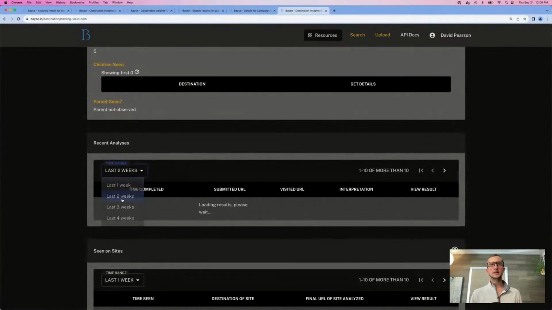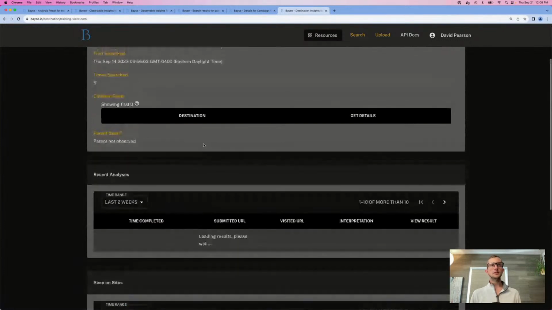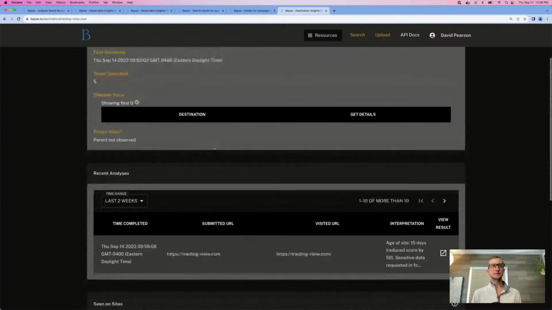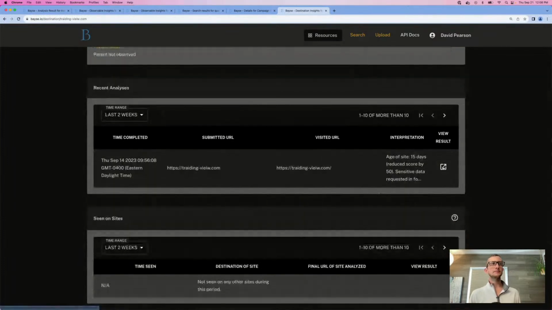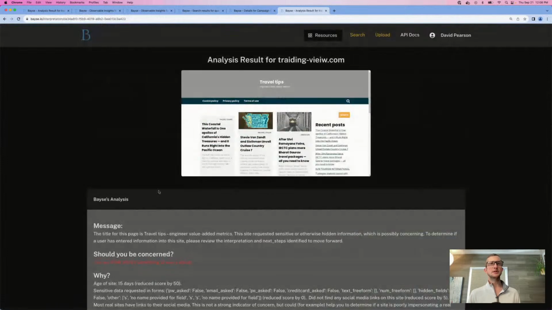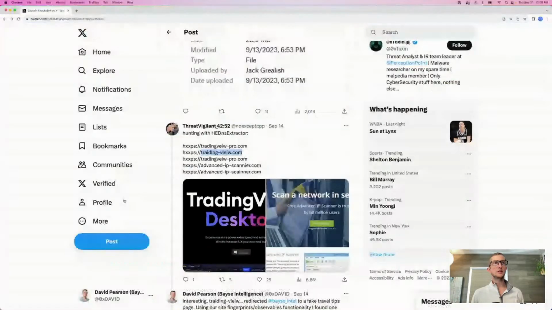So let's split the 2 weeks, 2 weeks, because we haven't analyzed it since it's been down. We have this result. We see TradingView. It's obviously misspelled. And so what you can notice here is if we go back over here, TradingView desktop, the malicious malvertising site, when you go through the proper path.